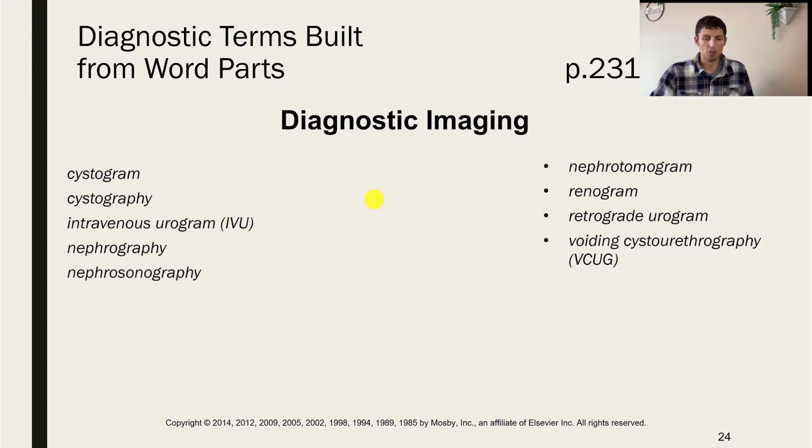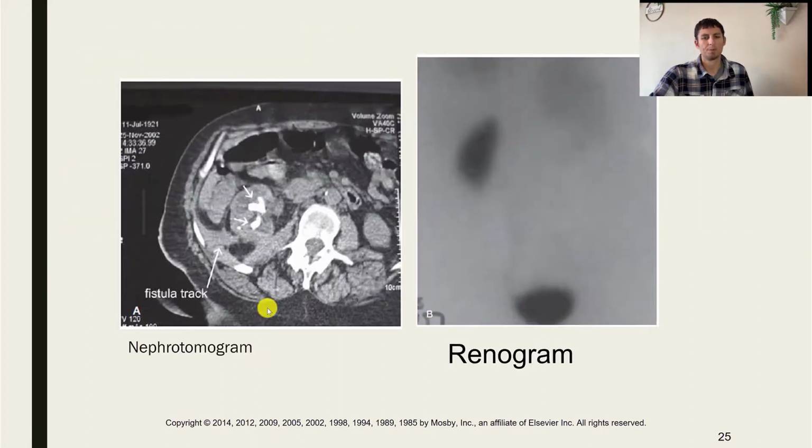The next couple pages show you some other scans, some CTs or x-ray of different portions of the urinary system. Here's an example of the nephrotomogram as well as a renogram. We won't spend much time here, but essentially a CT or X-ray type of visualization of what's going on inside of the urinary system. Most cases, the kidneys or the bladder and the ureters.